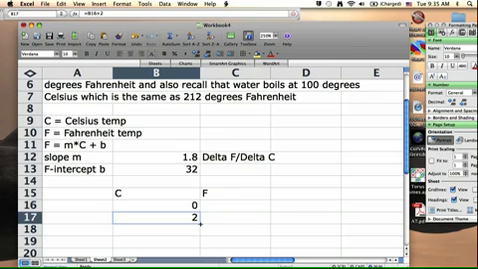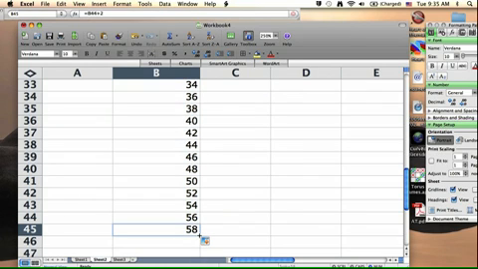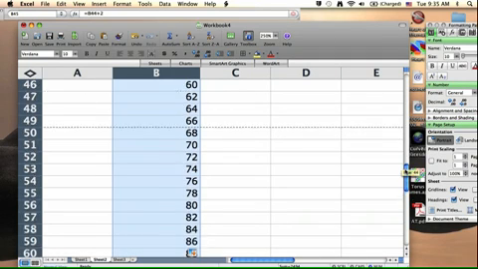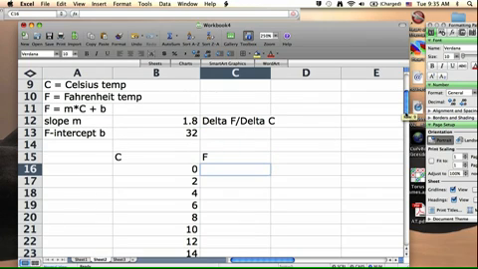Click and drag that formula downward. Let's go all the way to 100 here. Too far, but I'll just go ahead and keep those. Alright, now what I'm about to show you is a little bit tricky. Make sure you're really paying attention.